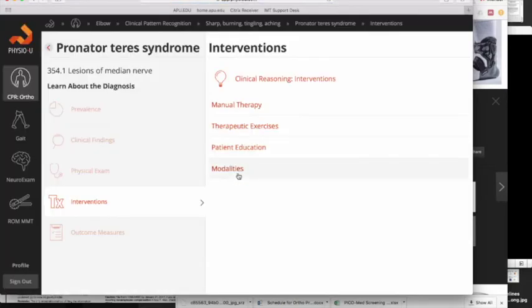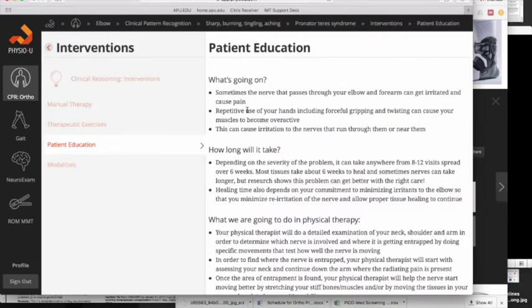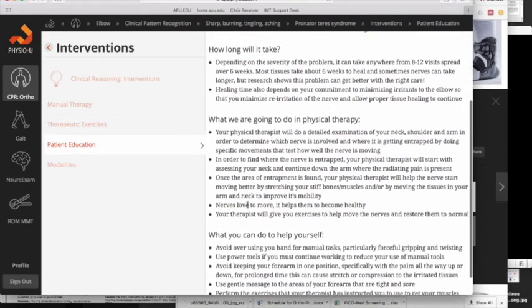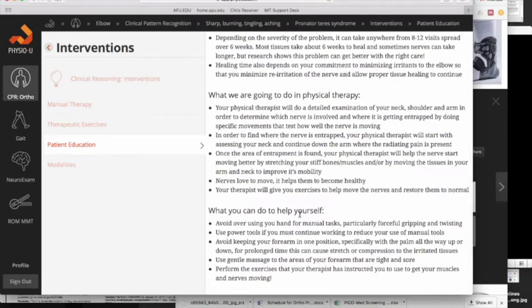And finally, patient education is very relevant. Always share with the patient what's going on, how long it will take to get better, what we are going to do in physical therapy, and how you can help yourself. Remember, this is oftentimes an overuse problem, so rest is very important.